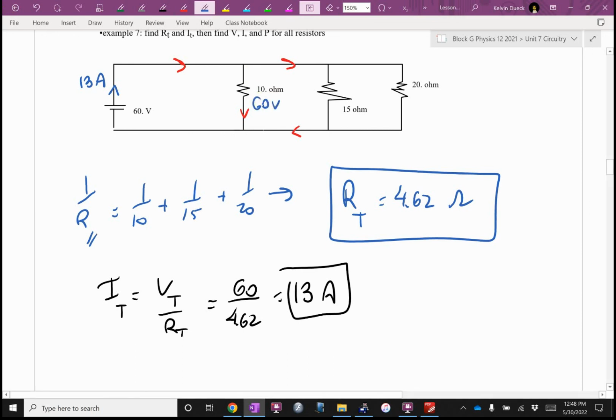Knock, knock. I know two things. Now I can find everything else. How many amps? Well, current is voltage divided by resistance. In your head, 60 divided by 10. How many watts? Power is V times I. So 60 times 6, 360, I think. Yes?